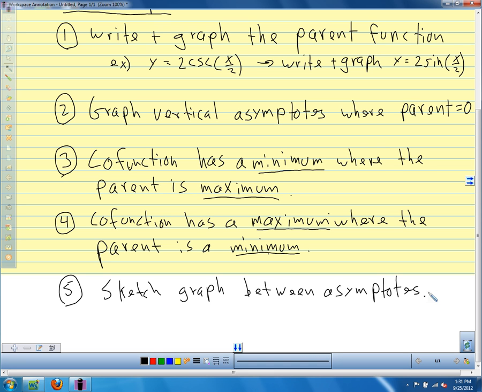So our first step is always for the secant and cosecant functions to write and graph our parent function first, sketch the asymptotes, so graph our vertical asymptotes where the parent function is 0, and then we can find our maximums and minimums of our cofunctions, and then sketch our graph between the asymptotes. So let's look at an example of this.